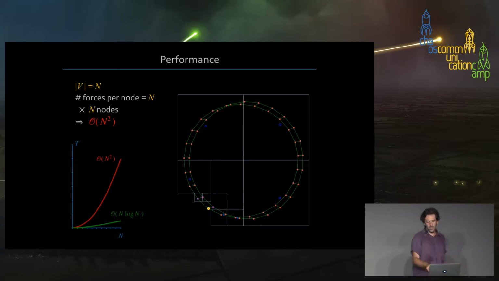So the big squares that you see here, let's say at the top right, contain many nodes. But we are combining all of them in the center of gravity of this square, which is a blue dot. And we calculate only one force coming from that blue point.